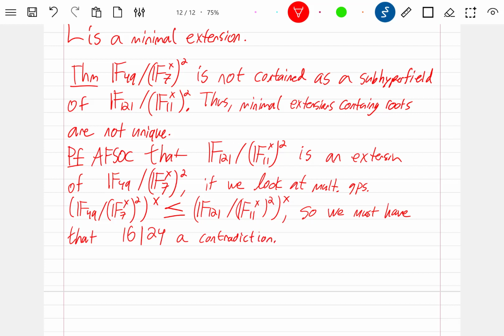So from this, we conclude that F49 mod the squares is a minimal extension. I don't know if F121 mod the squares is a minimal extension or not, maybe there's something that lies between, but whatever does lie between, it cannot be isomorphic to this F49. And so that allows us to conclude that minimal extensions containing roots over hyperfields are not well defined. And that's the end of this paper. Thank you for listening.